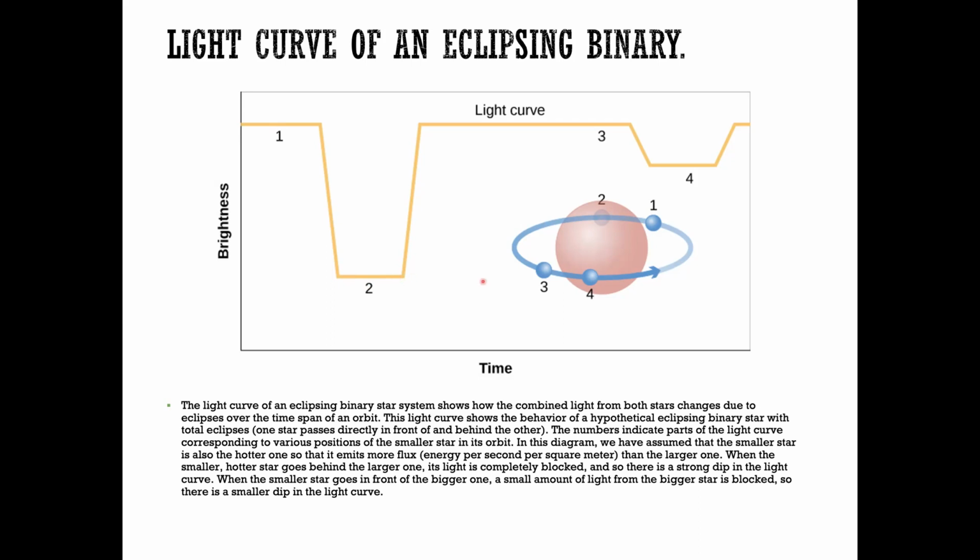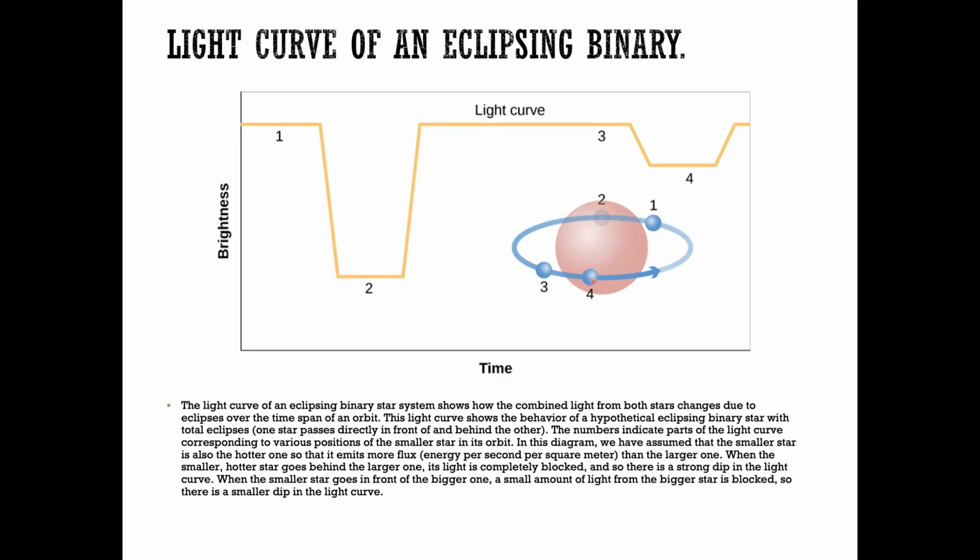And then again, when it comes to the third position, you can again see both stars from your side, the light from this star plus the light from this red star. So once again, it will come to the maximum brightness, like in this position. And then when the blue star comes in front of this large red star, you can see that the blue star covers only a small portion of the red star.